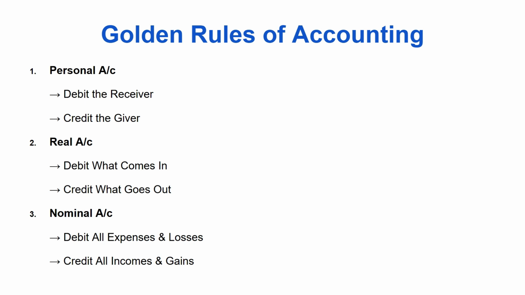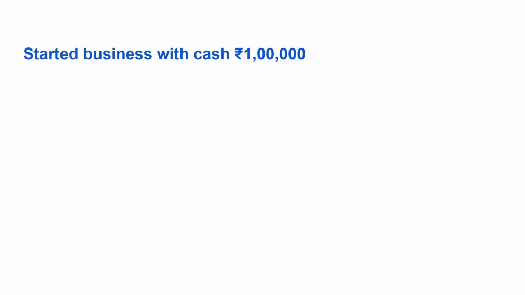Before solving any problem, I always remind myself of the golden rules. Don't memorize entries. Identify the account type first. Once account type is clear, entry becomes automatic.